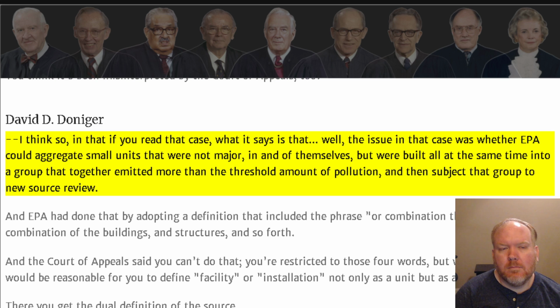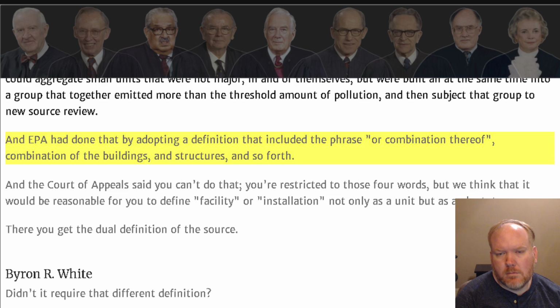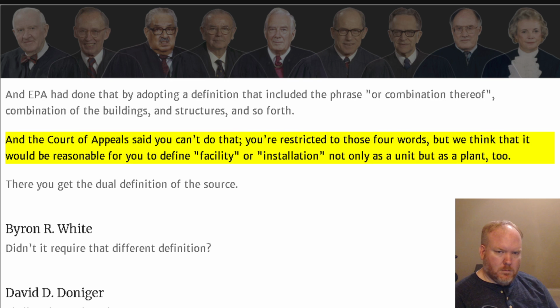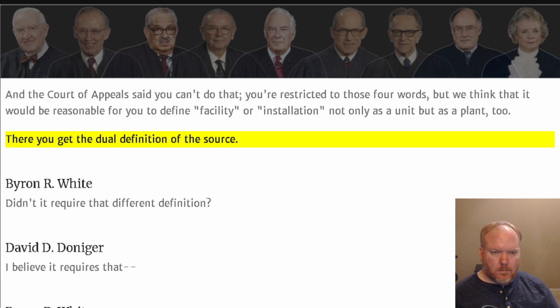I think so. If you read that case, the issue was whether EPA could aggregate small units that were not major in and of themselves, but were built all at the same time, into a group that together emitted more than the threshold amount of pollution, and then subject that group to new source review. EPA had done that by adopting a definition that included the phrase "or combination thereof," combination of the buildings and structures and so forth. And the Court of Appeals said you can't do that, you're restricted to those four words, but we think it would be reasonable for you to define facility or installation not only as a unit but as a plant too. And there you get the dual definition of a source.